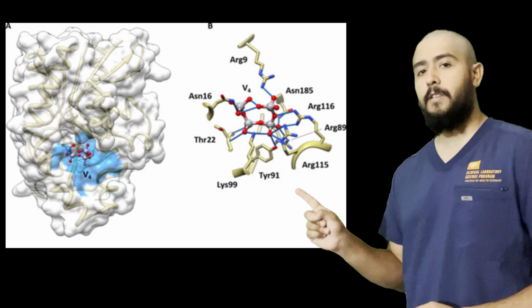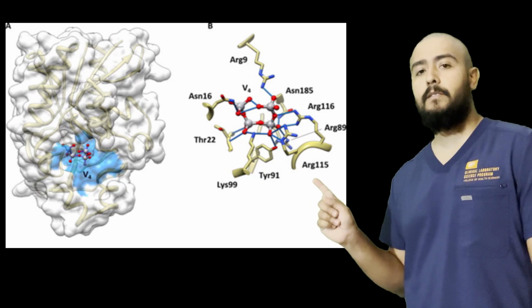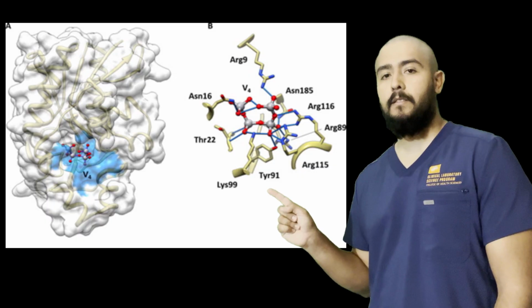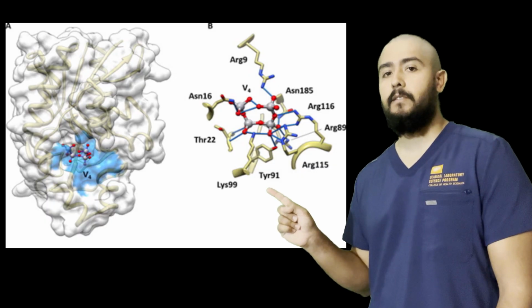It looks like there's a bite taken out of it. This is 2,3-DPG once again. A deficiency in 2,3-DPG leads to increased oxygen affinity to the cells and decreased oxygen delivery to the tissues.